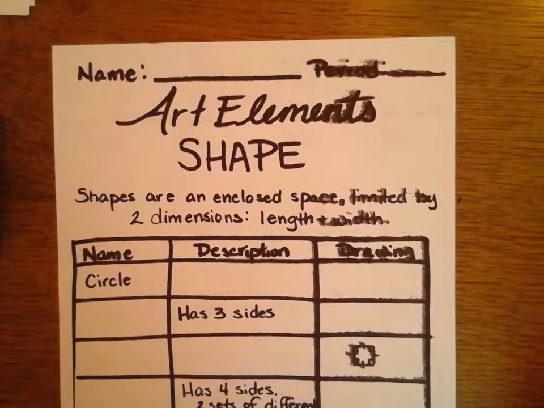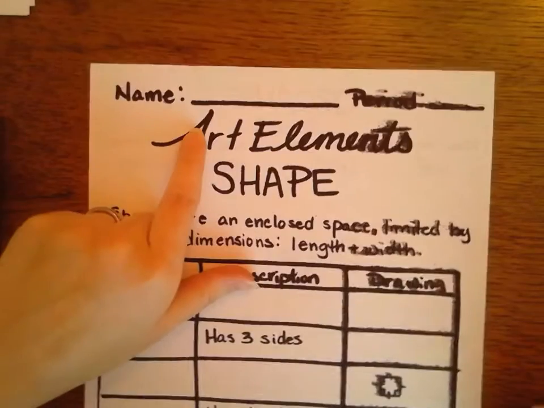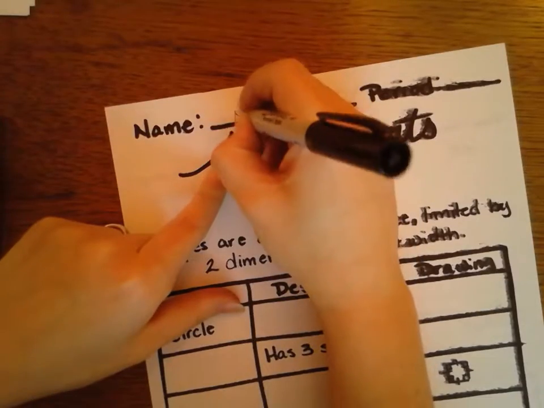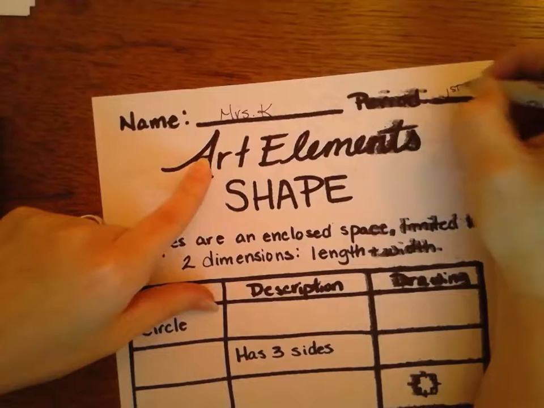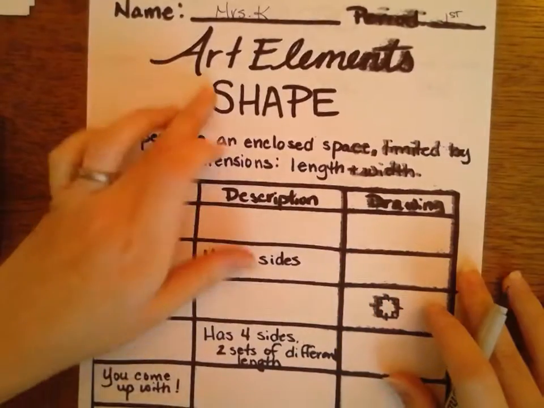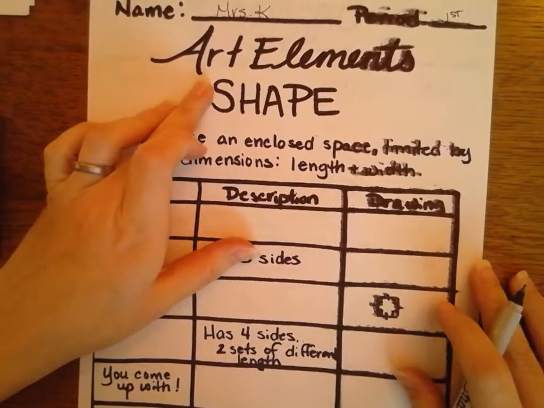Welcome back, everybody. So we are building on our art elements again. First we did line, now we're working on shape. So again, just like before, we're popping up our name on top and our class period. That way if it gets lost, I'm able to get it back to you.